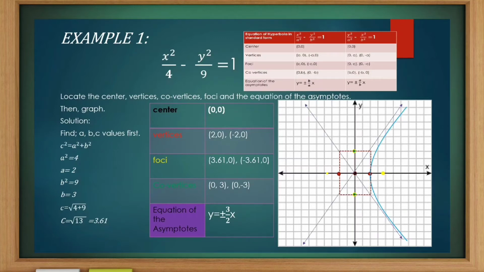And the light blue curved one is one of the branches, and the other one is the other branch. So this is now the graph of your hyperbola. Then let's name the lines of the asymptotes. We have here this line, y equals 3 over 2x, and the other one is y equals negative 3 over 2x. As you can see, the graph of the hyperbola opens to the left and to the right because the vertices lie on the x-axis.